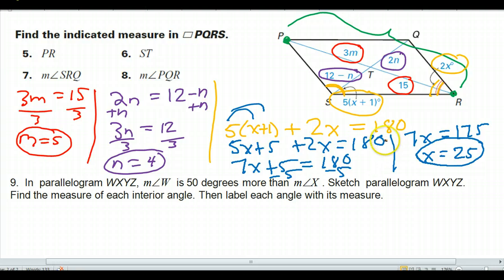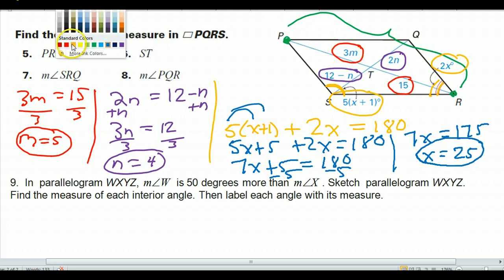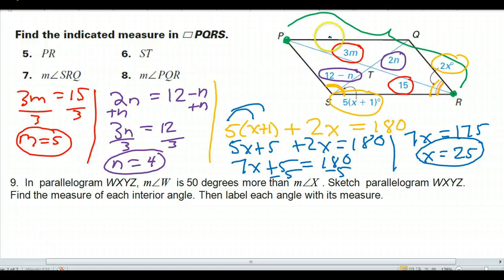Okay, now that we have all the variables, we can plug them back in to find anything we want to find. So for example, looking at number 5, we want PR. PR is the entire distance all the way across. On the left side, we have 3m. 3m is 3 times 5, which is 15. So this side is 15, which means the other side, well, you know what? I didn't even have to do that. They were both going to be 15 anyway.